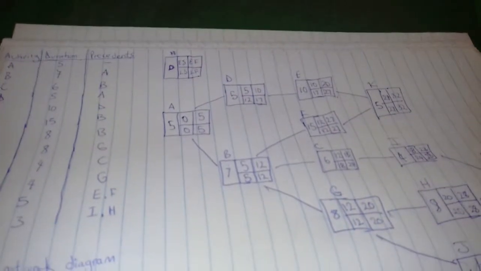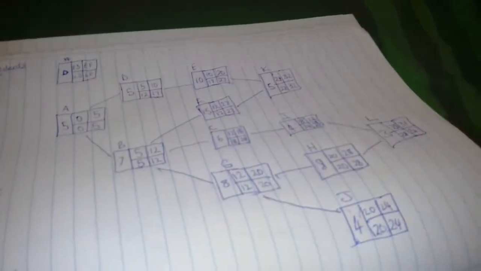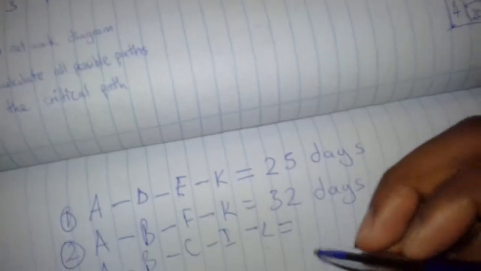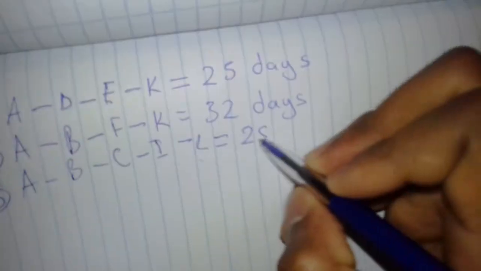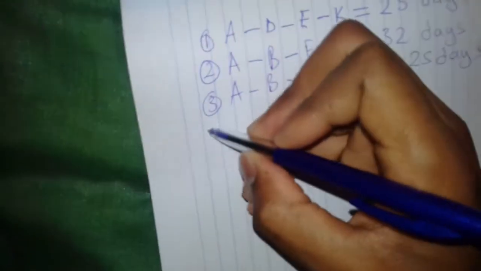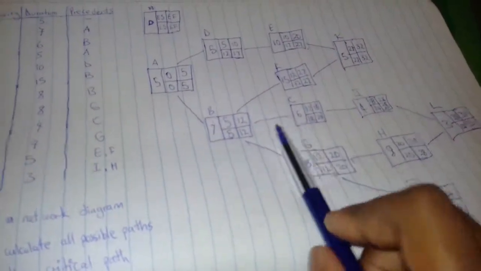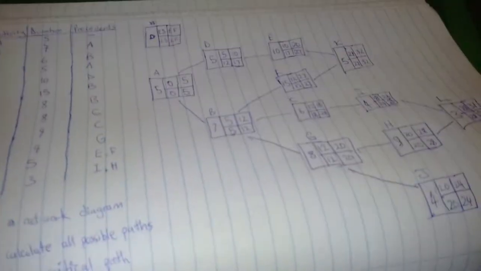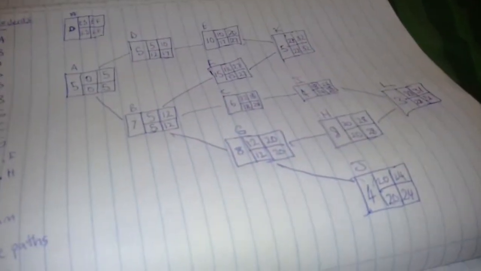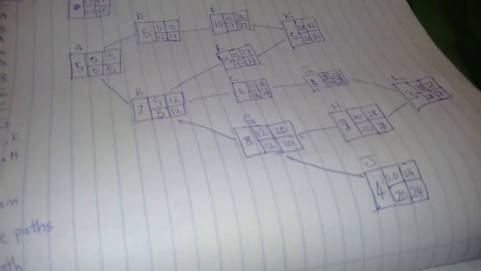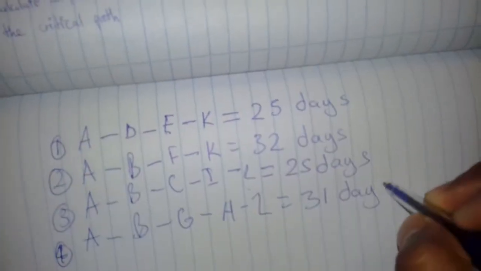The next possible path: A, and then we have B, and then we have C, and then we have I, and then we have L. When we calculate that, it equals 25 days, né? And then the other possible path that we can find: A, and then to B, and then we have the one to C, we go to the one going to G, and then H, and then L. When we calculate that, it equals 31 days, right?